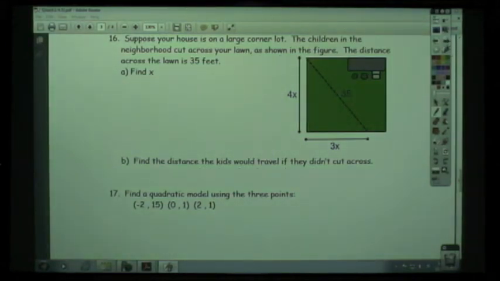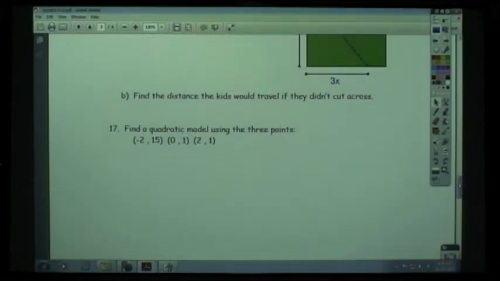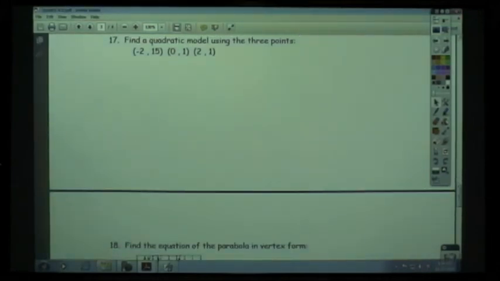Number 17, down at the bottom here. This one you were finding a quadratic model using the 3 points. You do not know if one of these points is the vertex. So you cannot use vertex form to help you go through and set these up. You have to set these up using that ax squared plus bx plus c.